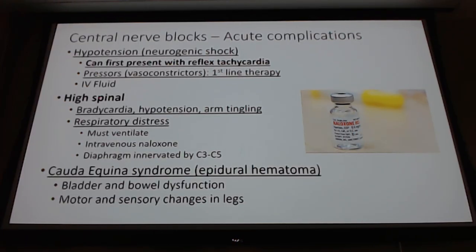If we're doing a high spinal, say we're doing more thoracic, we can get bradycardia, hypotension, and arm tingling depending on the area. Respiratory distress is a big one. If respiratory distress occurs, we have to ventilate. We can give intravenous naloxone to try to reverse it, depending on what type of medication we instill. And a good one to know is that C3 to C5 is where the diaphragm is innervated. So if you're above that, you can pretty much know that respiratory depression is going to happen.